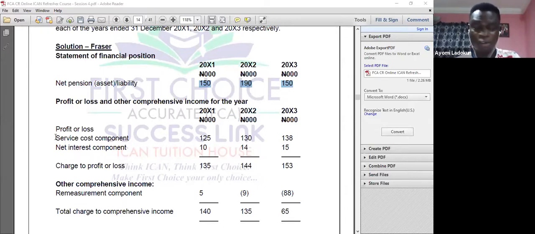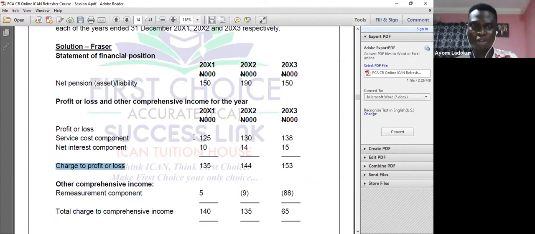And for your profit or loss, you have your net interest component, and of course your service cost component. Okay, it goes to profit or loss. So it's only your remeasurement component that goes to OCI. Can you see that? And here is a charge to profit or loss. That's it. So it's a charge to profit or loss. It's only when you have an asset, it will not be charged.